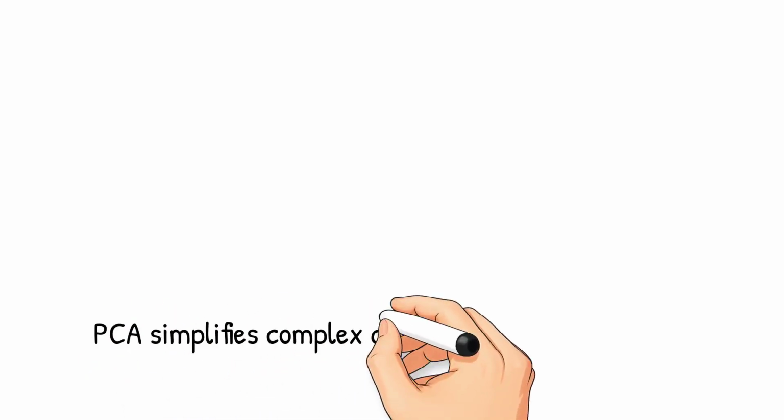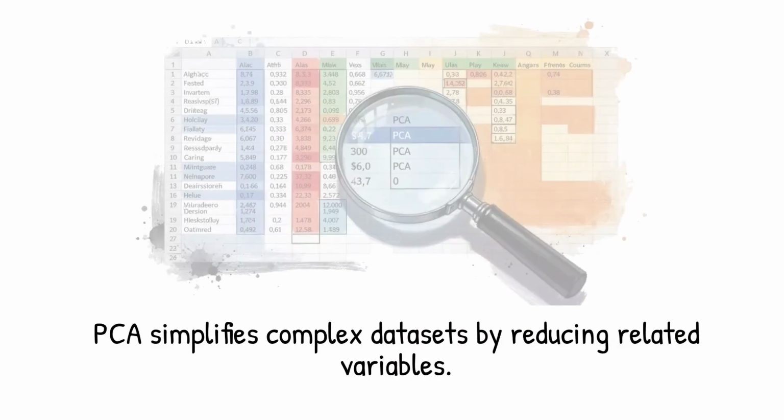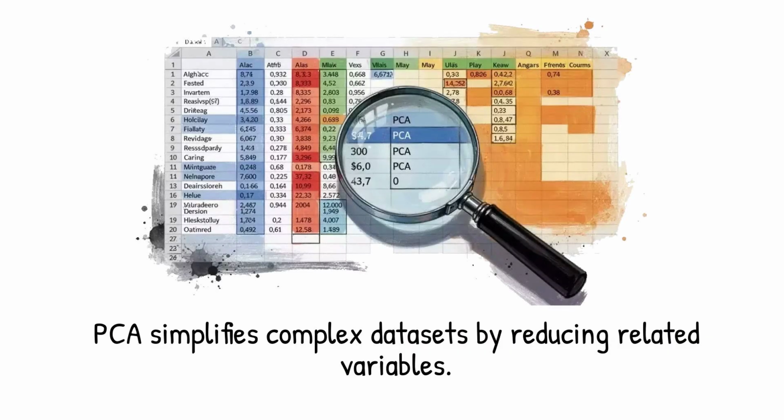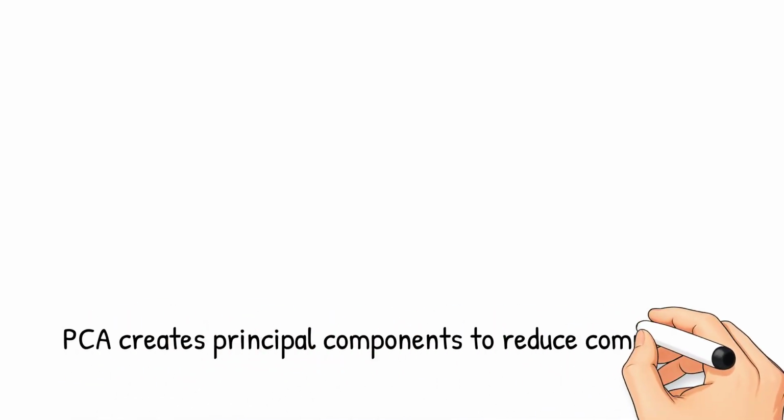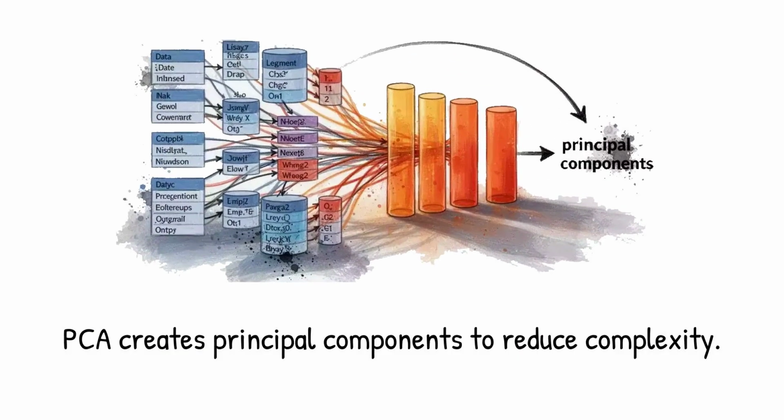Imagine you have a dataset with 20 variables. Some measure almost the same thing, some are strongly related, and together they make the data difficult to understand. Principal Component Analysis, or PCA, helps simplify that mess. PCA takes many related variables and compresses them into a smaller number of new variables called principal components. The goal is to keep as much useful information as possible while reducing the number of dimensions.